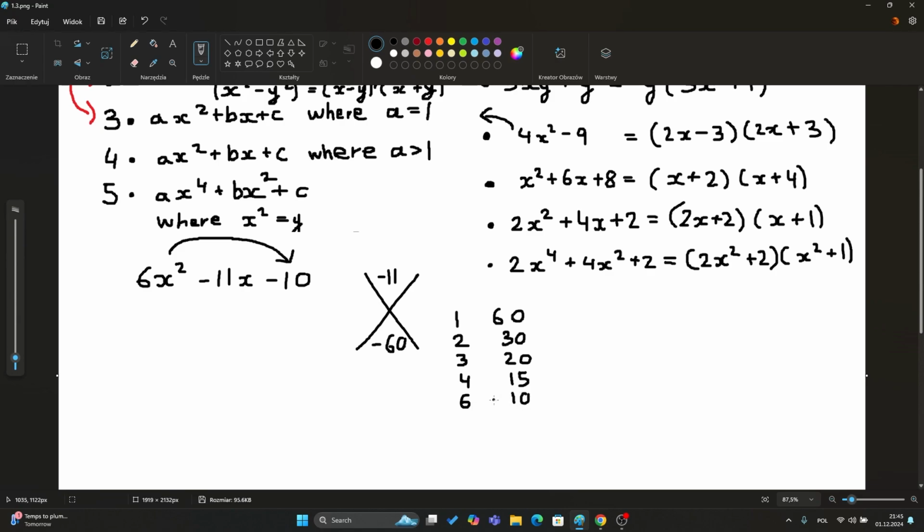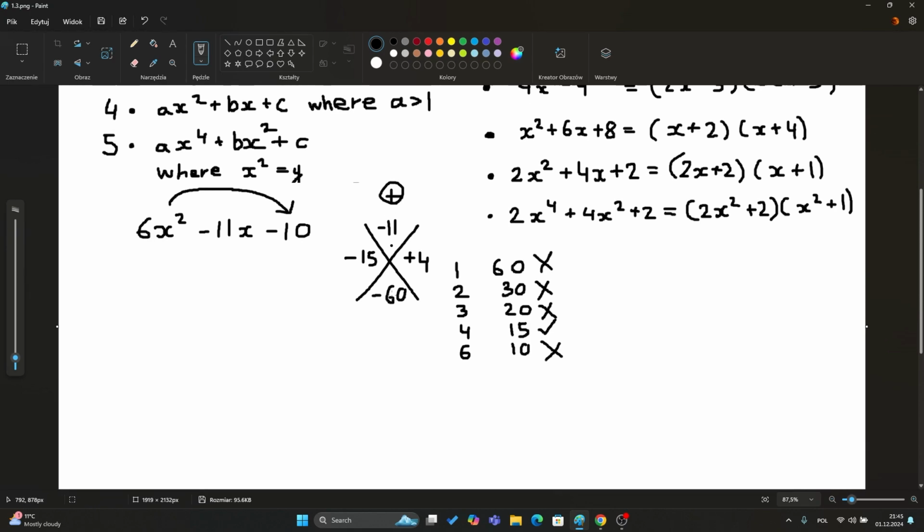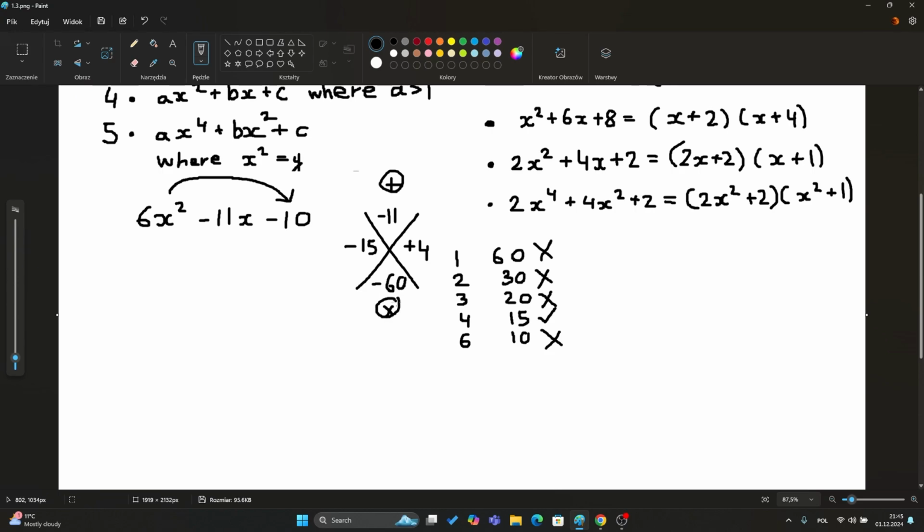And I think that's all of them. So now we have to figure out which numbers add to give minus 11 and multiply to get minus 60. So this will not be it, this won't be it, this won't be it, this won't be it, this won't be it. This will be. So minus 15 plus 4. Minus 15 plus 4 is minus 11, which is adding to get minus 11. And then minus 15 times 4 is going to be minus 60.